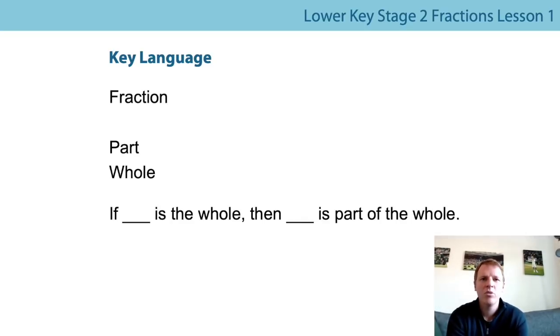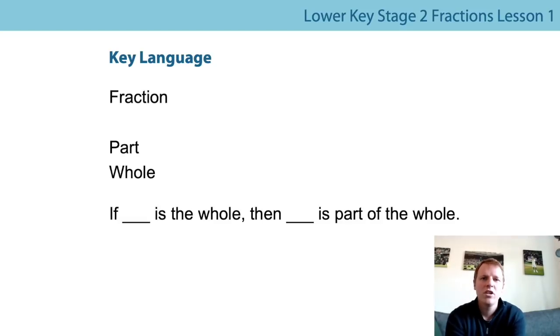Now, you're not sat here with me, but I want to imagine that you are. So I'm going to say the word, and then I want you to repeat the word afterwards. So my turn, part, your turn. Did you say it? I hope so. Let's try that again with the next word. My turn, whole, your turn.